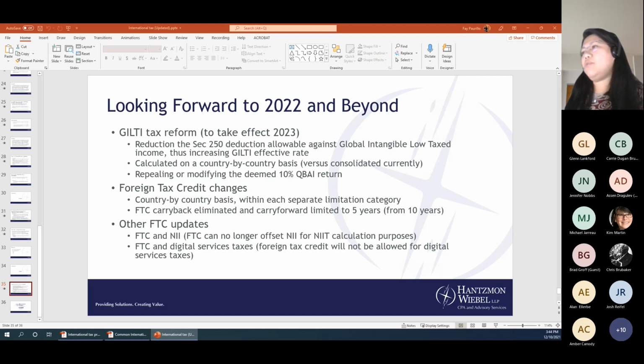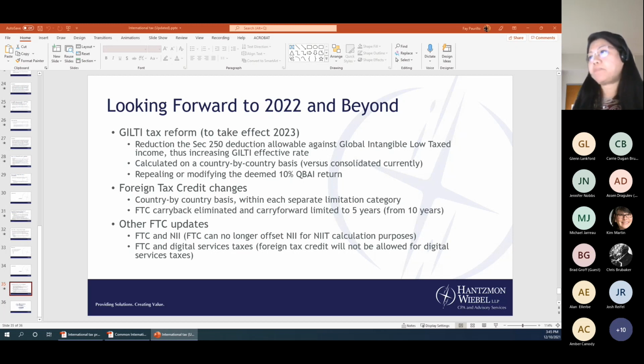And then they're going to try to repeal or modify the deemed 10% QBAI return, which is actually a reduction when you calculate how much of the GILTI income is going to be included and taxed. So when they take that out, then guess what? You might be taxed more. As for foreign tax credit changes, they're going to try to do country by country basis when you report within each separate limitation category. And the other change that might happen is the foreign tax credit carryback is going to be eliminated, and the carry forward is going to be limited to 5 years versus 10 years.